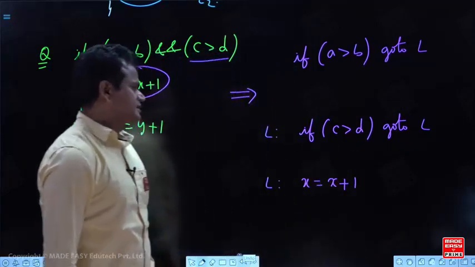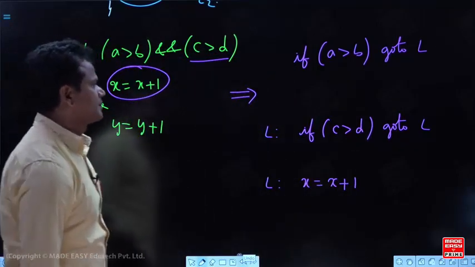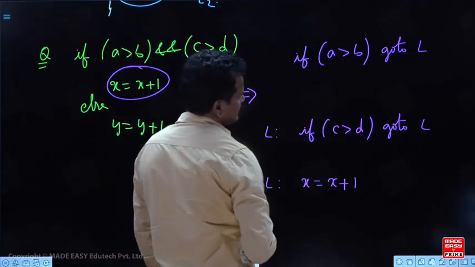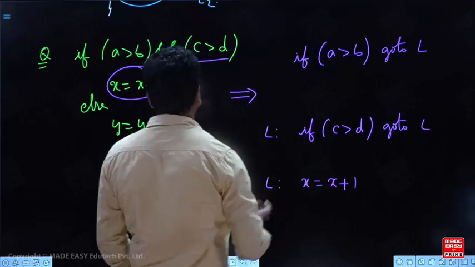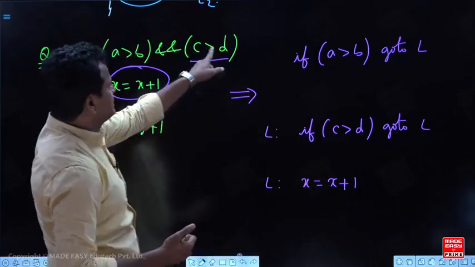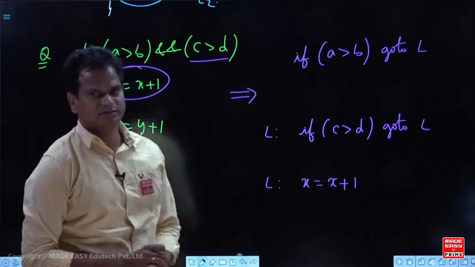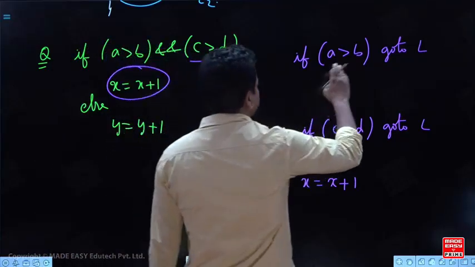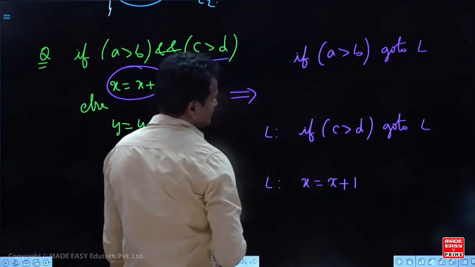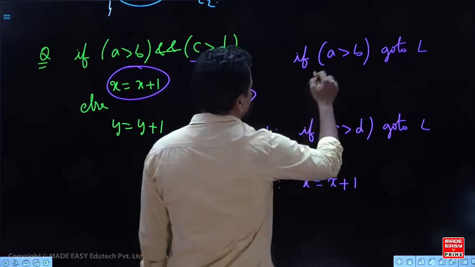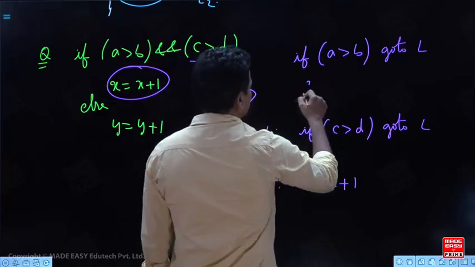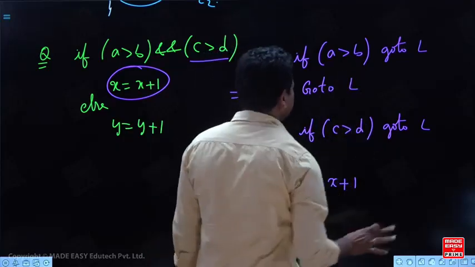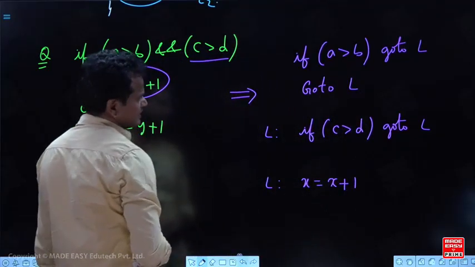Suppose A is not greater than B. Then you need not check whether C is greater than D or not. Do you understand? So if A is not greater than B, what I do here is go to some L. Leave it, I will fill this after some time.